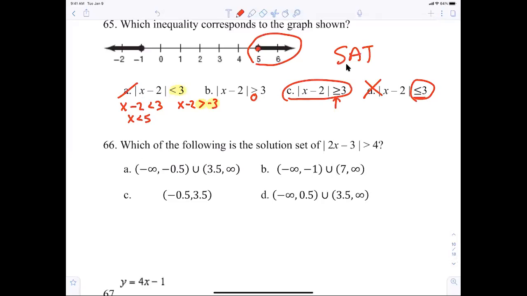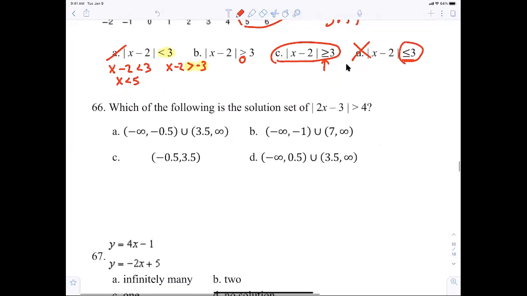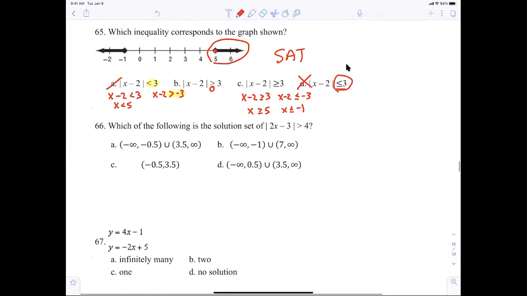And then I'm just going to go ahead and solve C for you just to make sure. So again, remember when you're solving absolute value, you write the original x minus 2 greater than or equal to 3. Then you write x minus 2, change the inequality sign, change the value. Now, when I add 2 to both sides, it becomes x is greater than or equal to 5, x less than or equal to negative 1. And there you have it. So the correct answer was C.